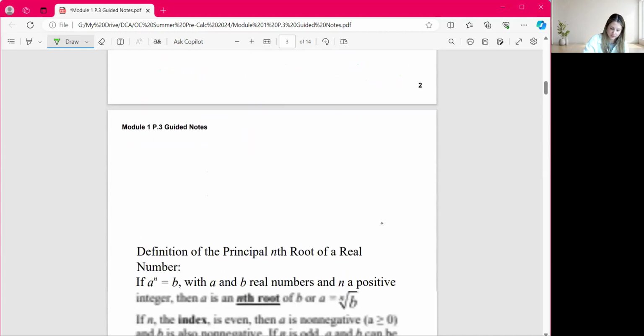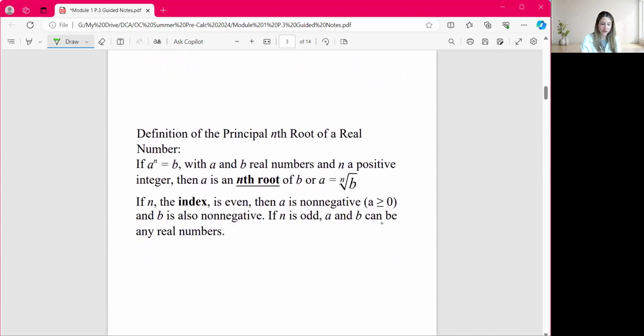Let's move on. And so here we have the definition of the principal nth root of a real number. So if a to the n equals b, with a and b real numbers and n is a positive integer, then a is an nth root of b, or a equals the nth root of b. If n, the index, so this little number there is called the index, is even, then a is non-negative and b is also non-negative. If n is odd, a and b can be any real numbers.